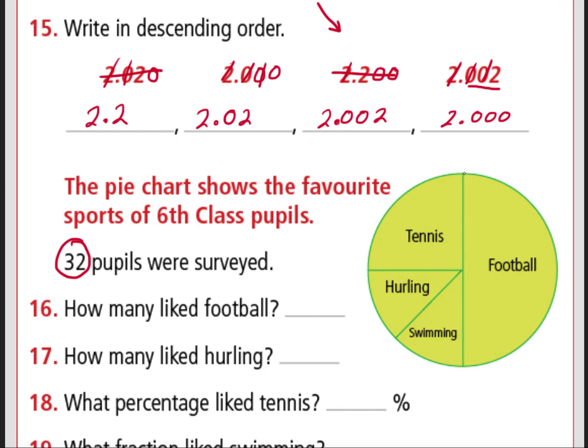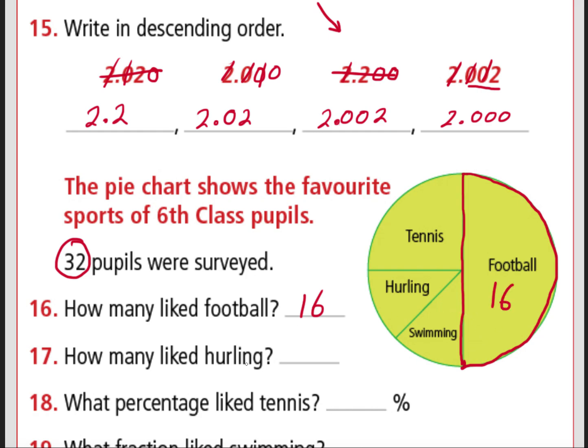Now, if you look at the circle and you ask yourself, what fraction is it that liked football? Okay, well, if we look at the whole circle, we can see that half of the circle liked football. Half of the circle liked football, and half of 32 is 16. So this here is 16.